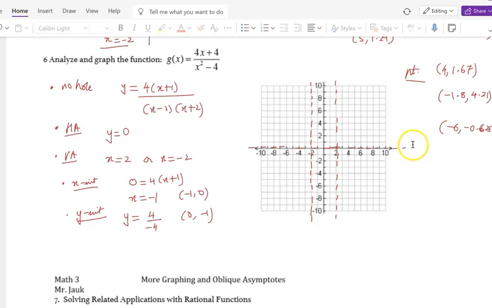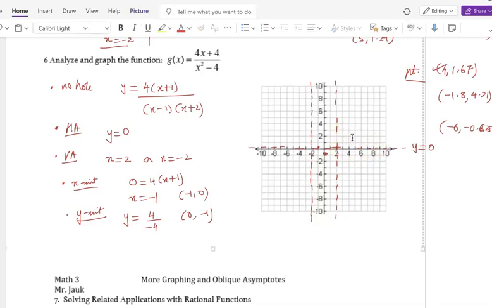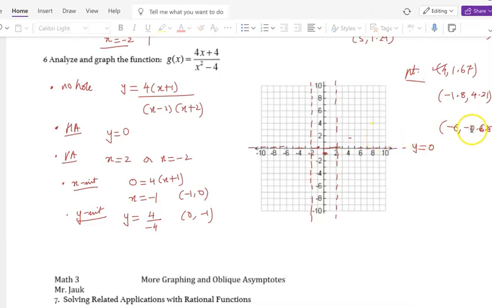So this is your horizontal asymptote, y is equal to 0. Okay, x is equal to minus 2, then minus 1. And this is here, minus 1 and this 0, and then 4 comma 1.67. It's coming so close. Little higher. Next to 2. And minus 1.8 and 4.